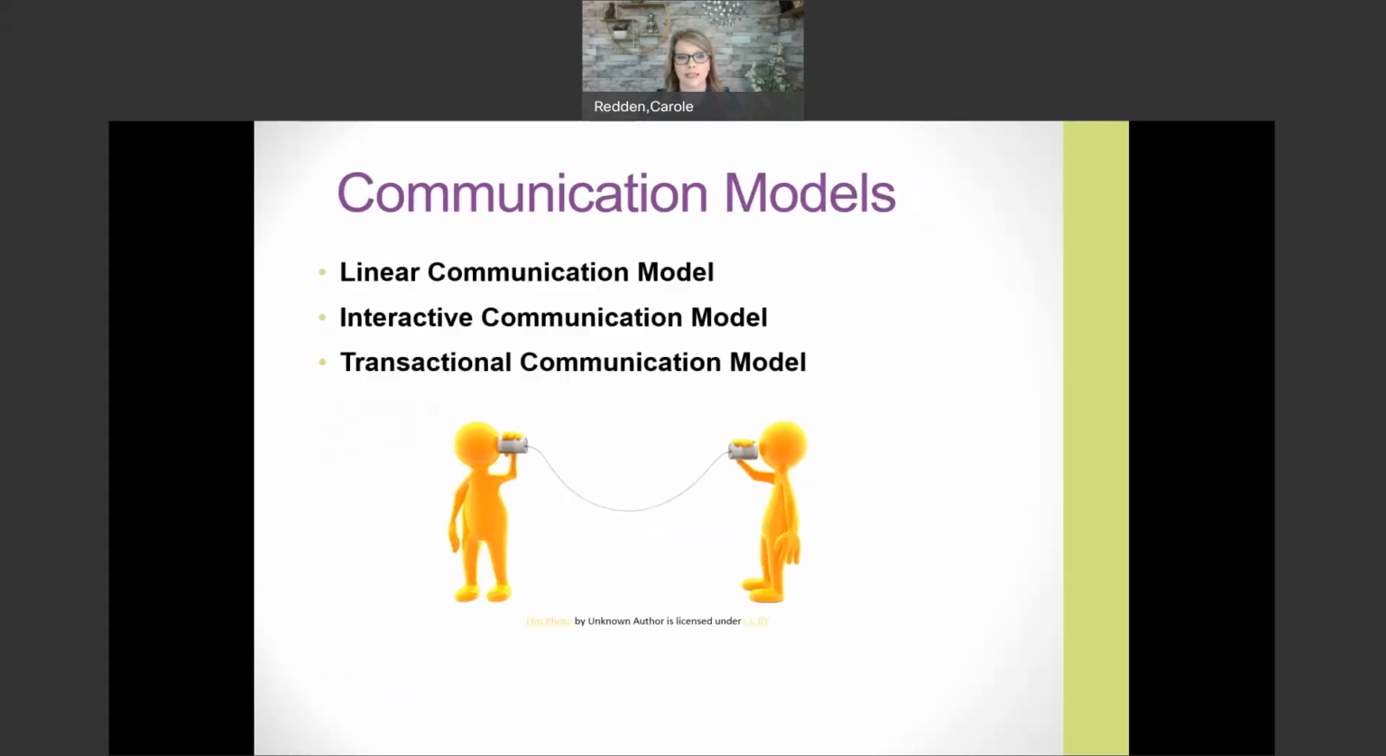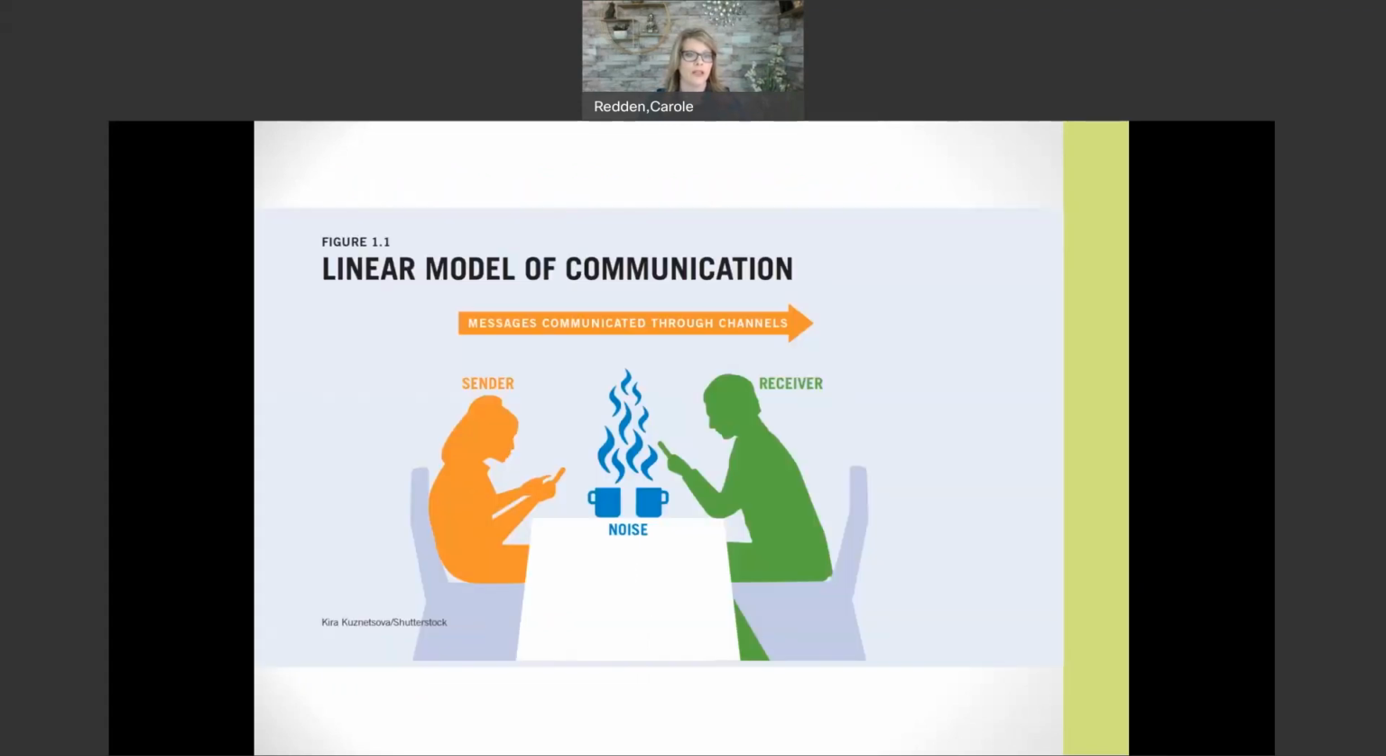As I mentioned, the next thing I wanted to talk about, which is spent quite a bit of time on in your textbook, are the communication models. There is a linear model, there is an interactive model, and then there is a transactional model. And we will go through each of those models and the differences between them right now. So what you're looking at here on this slide is an image from your textbook of the linear model of communication.